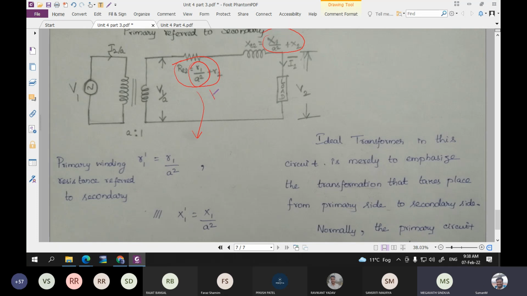RE and XE. In the earlier case, we had mentioned it as RE1 and XE1. Here we are representing it as RE2 and XE2. RE1 and XE1 represent that the secondary is referred to the primary. XE2 and RE2 represent that the primary is referred to the secondary. Okay, based on this, we can solve some problems that we will see later.